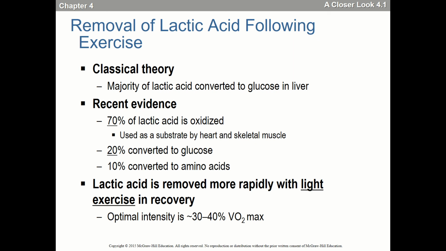So light intensity exercise is about 30-40% of the VO2 max. I'm not going to ask you to remember 30-40%. Just know light intensity or low intensity. Better start with an L. That seems to help just a little bit.